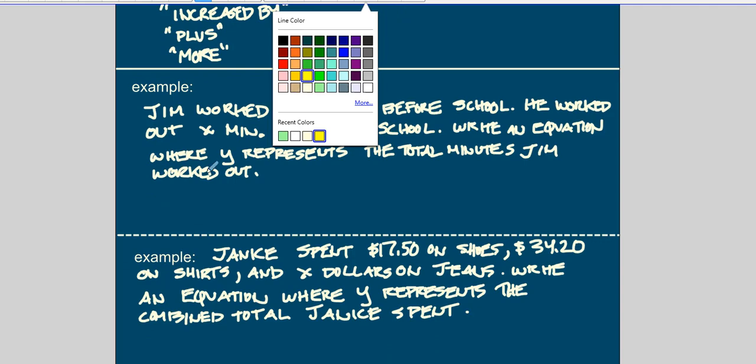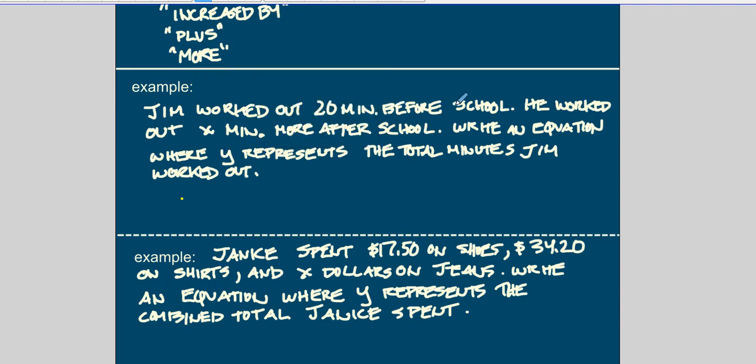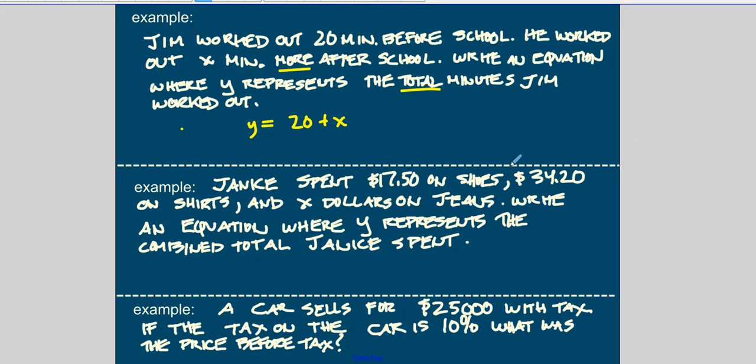Okay, so first, Jim worked out 20 minutes before school. He worked out X minutes more after school. Write an equation where Y represents the total minutes Jim worked out. Okay, so we're putting two things together here. The word more is a key word here, so we could write Y equals 20 plus X, and that 20 plus X will be the total minutes that Jim worked out, and total again suggests addition.